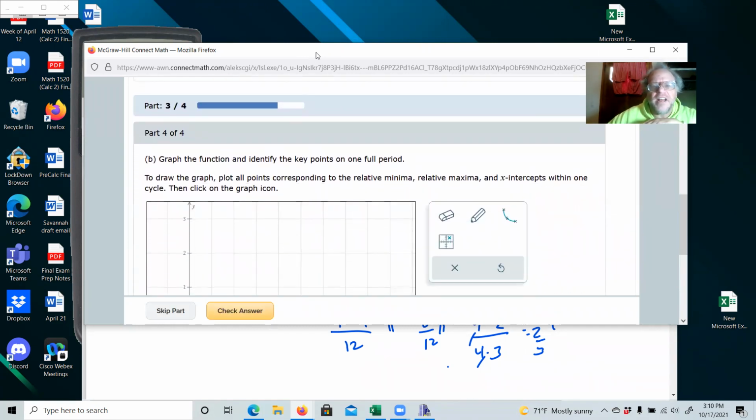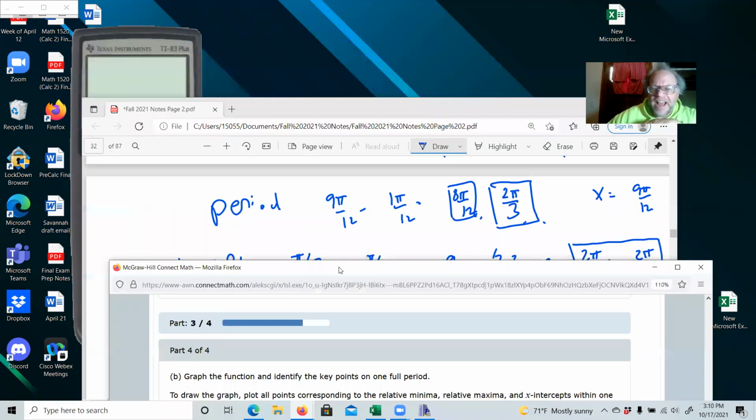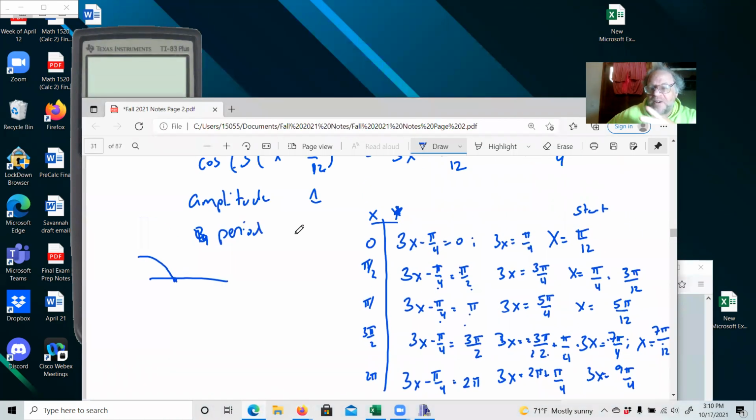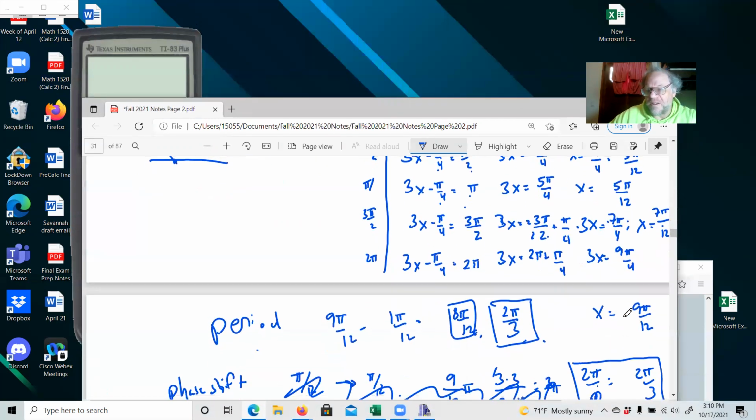And then I graph the function. Hey, you know what points we already have? We already have some points that we know about, right? So we're going to do pi over 12, 3 pi over 12, or pi over 4, 5 pi over 12, 7 pi over 12, or 9 pi over 12, which is, again, 3/4 pi.